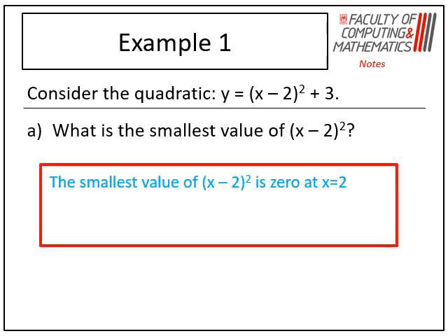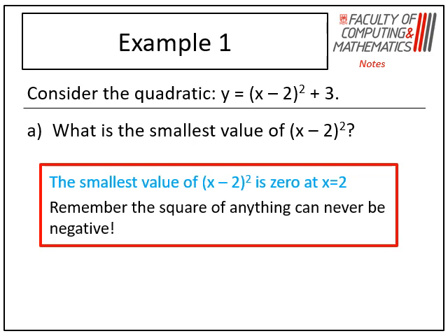The smallest value of (x take away 2) all squared has to be 0, and that occurs when x is equal to 2, because if you square anything, it's never going to be negative. You're never ever going to get a negative number when you square it. So the smallest value of the bracket squared is 0 when x is equal to 2. If I substitute the number 2 into that bracket, I'd have 2 minus 2, which is 0, square 0, which still gives you 0, which is why that's its smallest value. It's never going to go into a negative number.